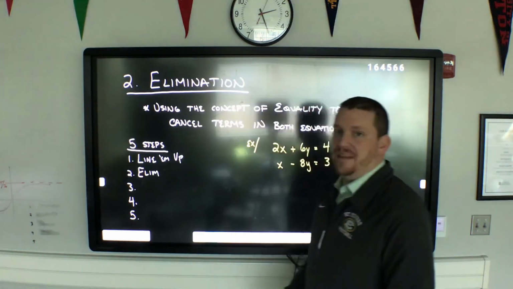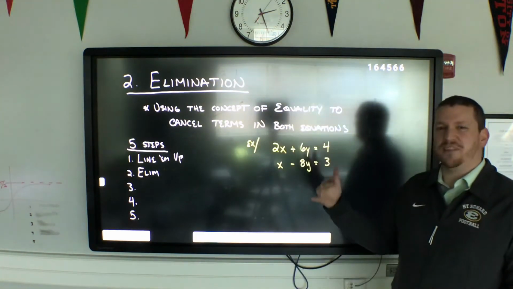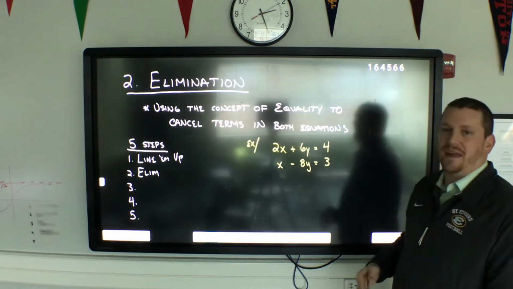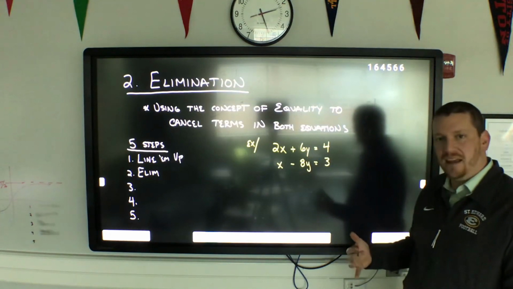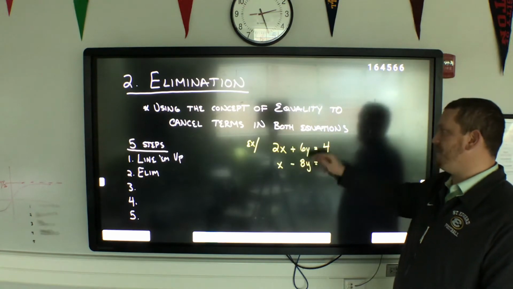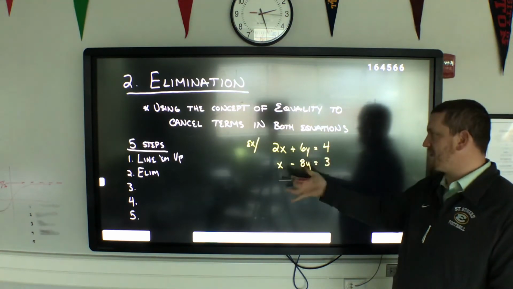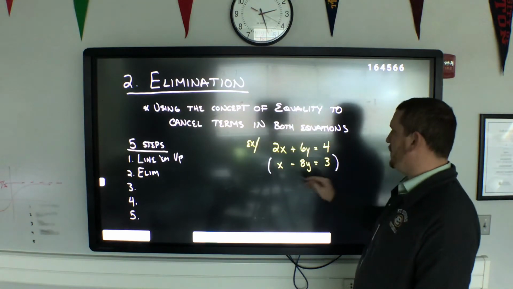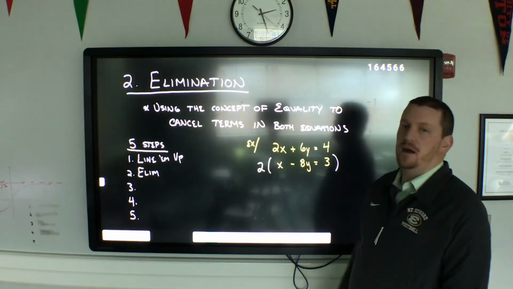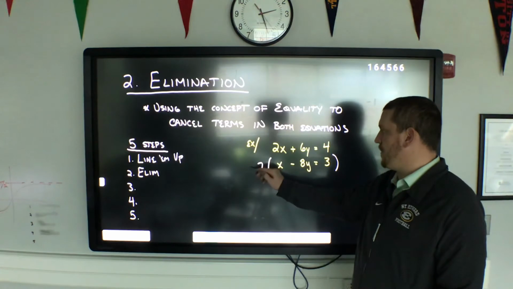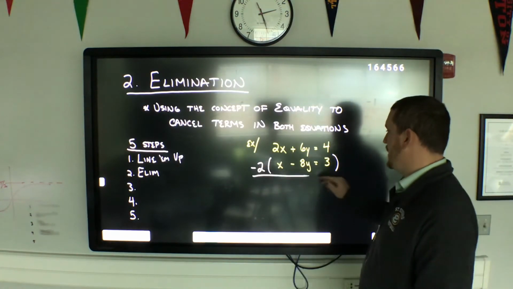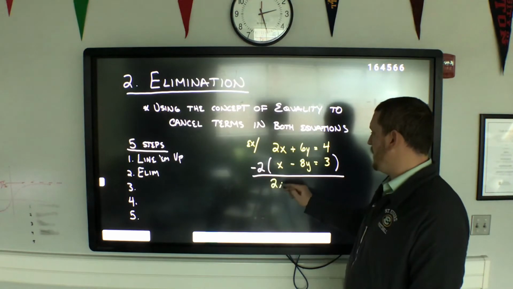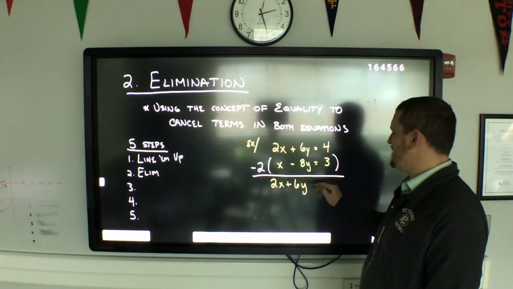Okay? In this case, we want to eliminate either an x or a y. Now in this case, you don't see a way that we can possibly do that just yet, because by putting them together, you're still going to have x's, you're still going to have y's. So what I'm going to do is multiply this second equation by 2. Oh, sorry, by negative 2. Why? Because when I do that, my first equation will stay the same, 2x plus 6y is equal to 4.